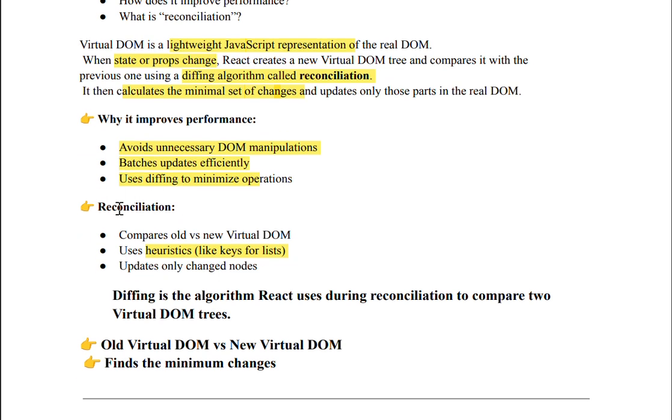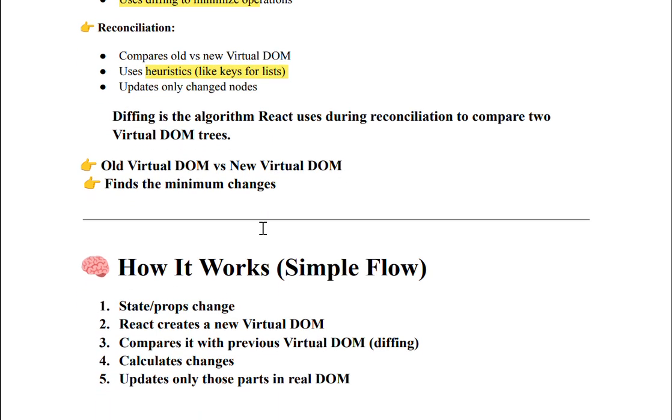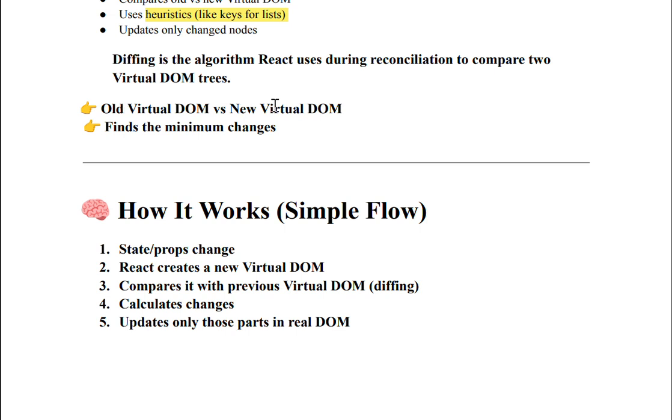In the reconciliation process, the new virtual DOM is compared to the older virtual DOM. While comparing, it will check for the keys in the list and only update the changed nodes in the real DOM. So diffing is the algorithm React uses during reconciliation to compare two virtual DOMs, old versus new, and find the minimum changes.